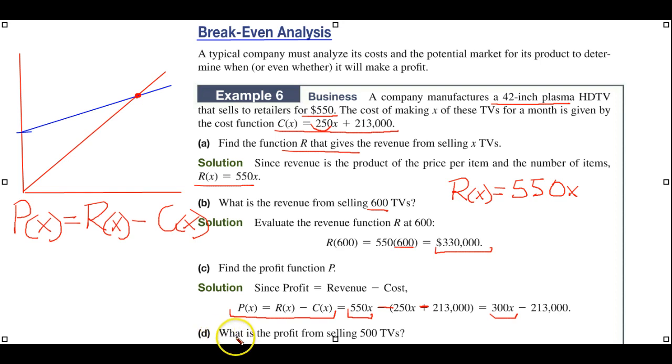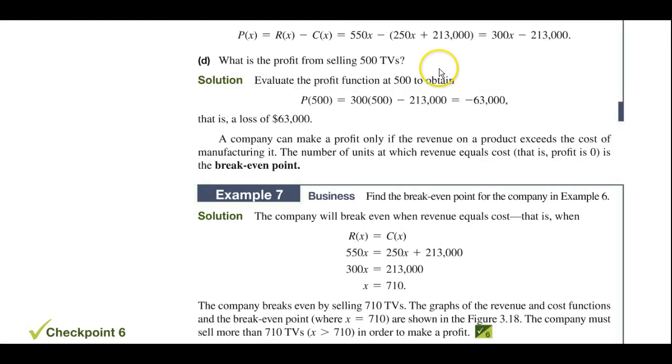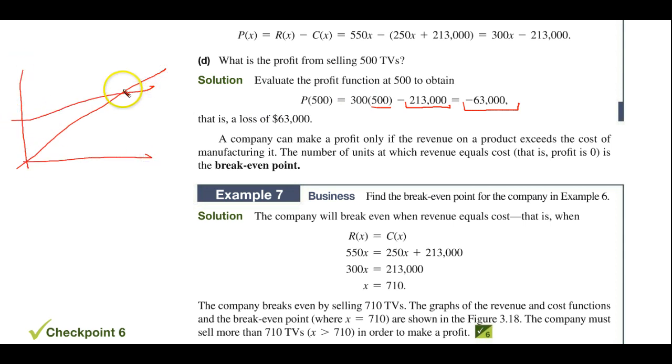So in letter D, what is the profit from selling 500 TVs? So if you put 500 there, 300 times 500, when you get this value and you subtract your fixed cost, you end up with a negative number. So by selling just 500 of these TVs, you haven't reached your break-even point. You're down here somewhere.